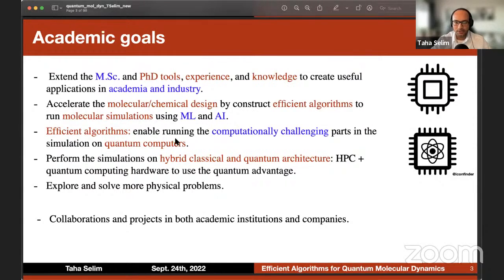Efficient algorithms would enable running computationally challenging parts in simulations, also involving quantum computers, and hopefully performing hybrid classical and quantum architecture and algorithms, to explore and solve more physical problems, and of course, collaboration and projects in both academic institutions and companies.